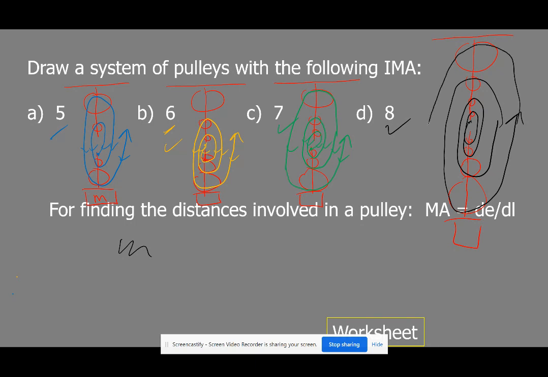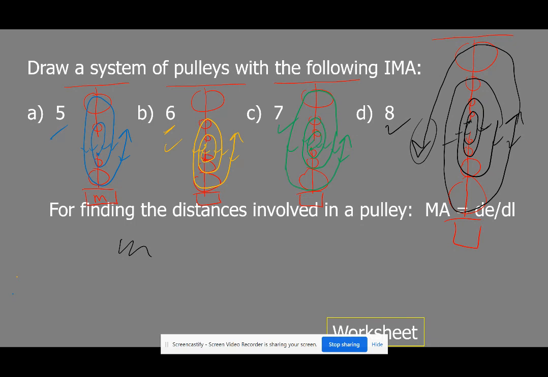But just to mentally note that if I had gone around that last one, it's still 8 because that last string here doesn't count because it's pulling down. It's still 1, 2, 3, 4, 5, 6, 7, and 8 for the mechanical advantage.